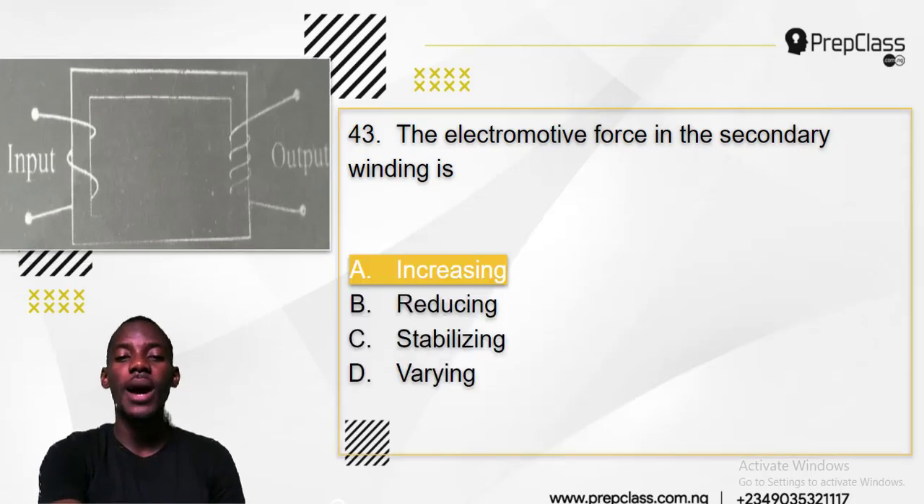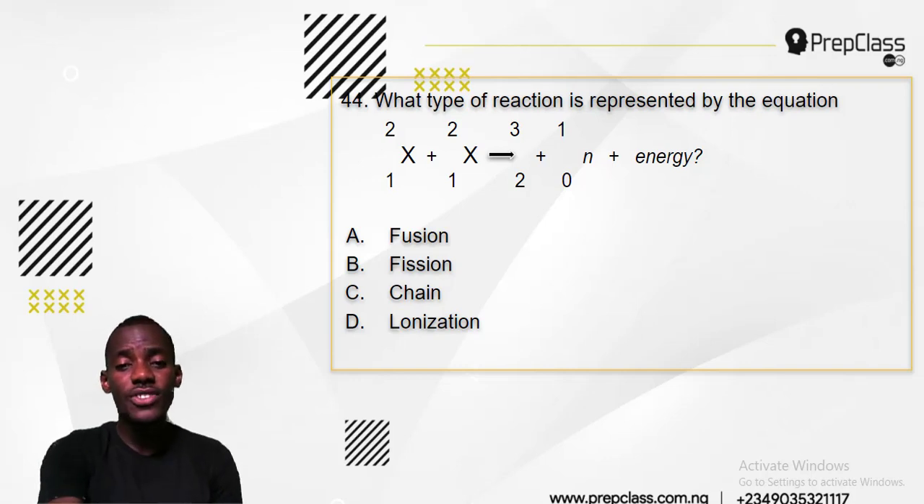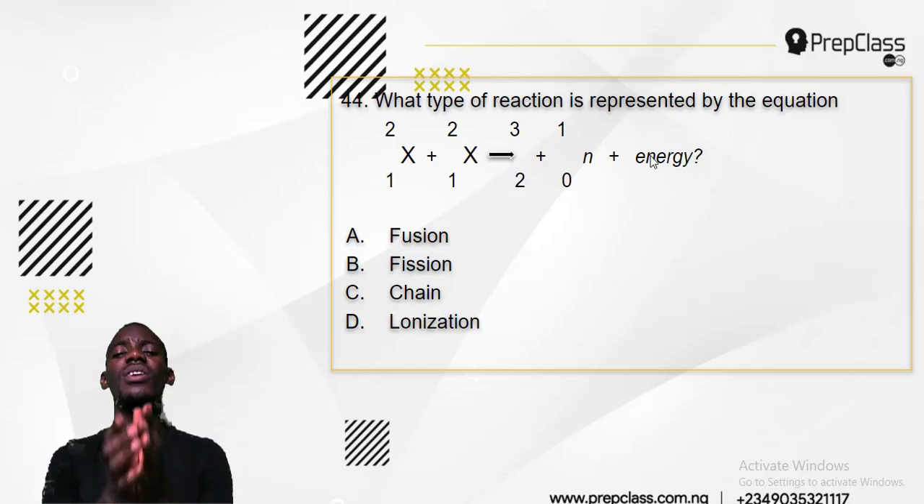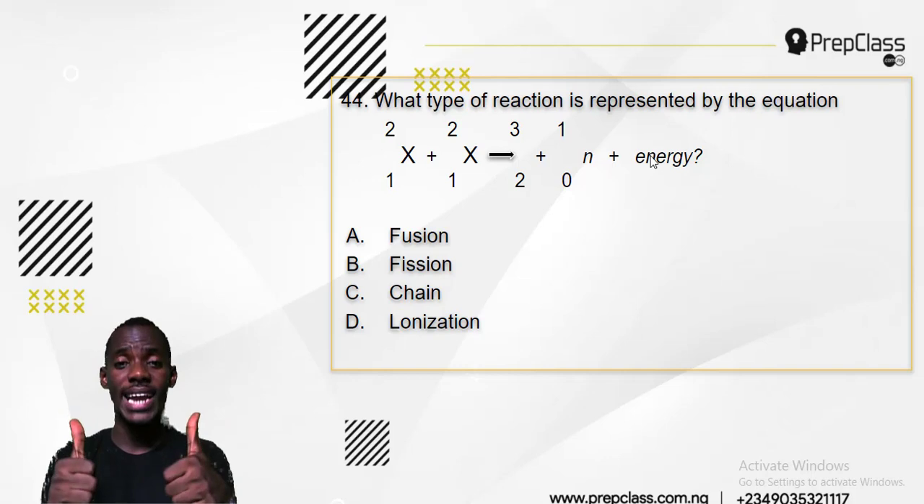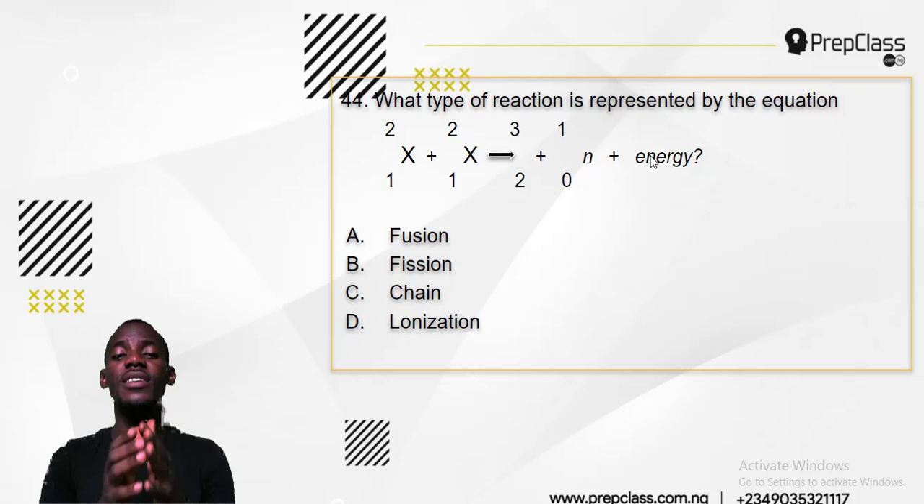Let's go to number 44 now. Now, what type of reaction is represented by the equation? You can see that this is X plus X, that's 2 producing 1 with energy. Now, this question is on radioactivity, sorry. Now, when two nuclei produce 1, what will it be called? What kind of reaction is that? Is it fusion or fission, or chain or ionization? Now, actually, the answer is not chain. The answer is not ionization. The answer is between fusion and fission.